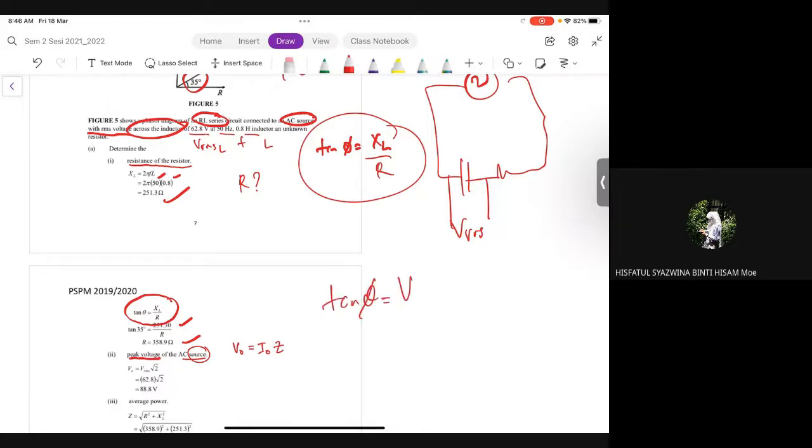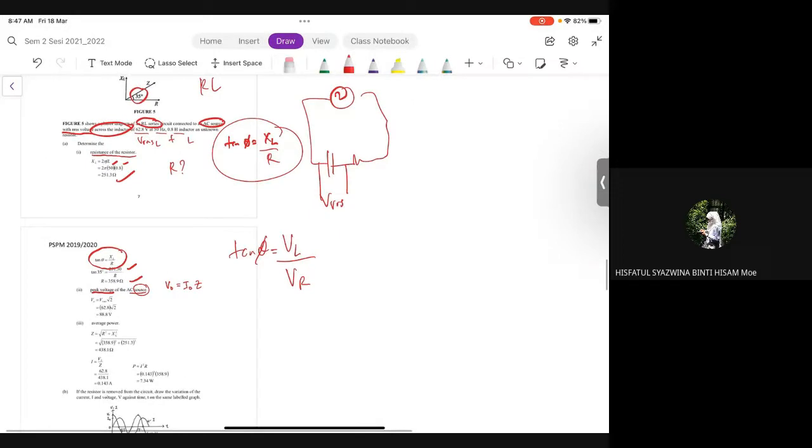Tangent phi satu lagi sama dengan VL over VR. Okay, itu dapat balik. Tak dapat apa-apa lah sebab ini ada VR. I pun tak ada juga. Tak boleh. So, tak cara lagi senang. Kita guna VRMS equals to square root VR squared tambah VL squared. You nak cari V0, right? So, you need to find VRMS first. VR, tapi current tak ada ni. Macam mana saya nak cari current?